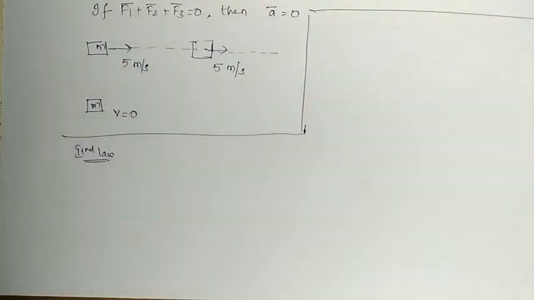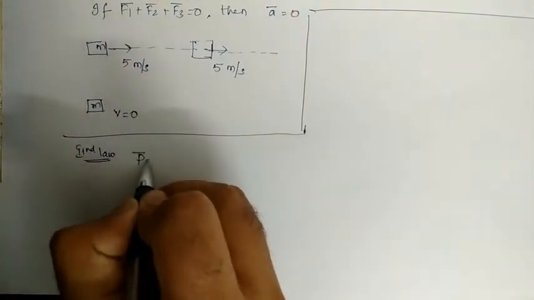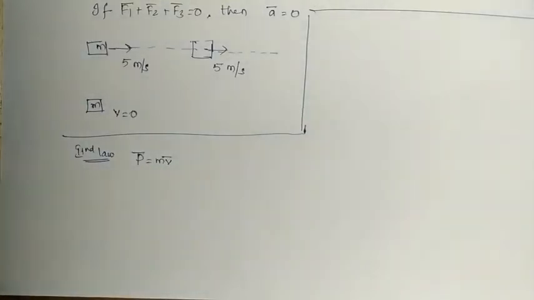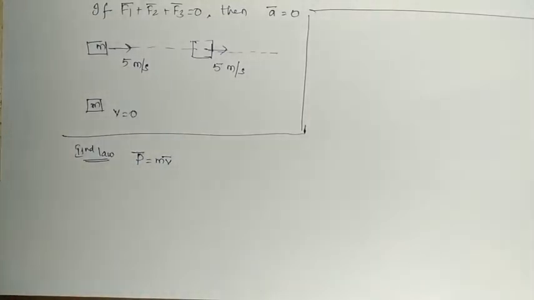Linear momentum of a body. I'll not discuss much about the linear momentum, I will just be writing its relation. It is generally represented with P, where linear momentum is the product of mass and velocity of a body, m and v bar, where m is the mass of the body.